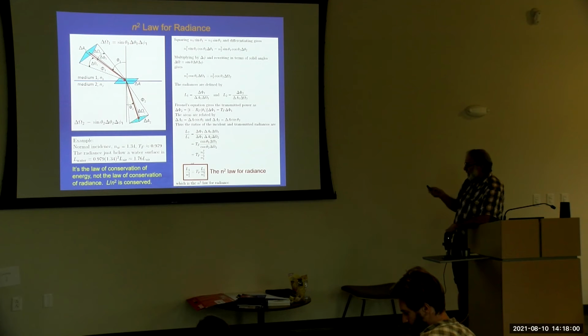Now there's this thing that comes out of that called the n-squared law for radiance. If you think of, here's the water surface, this is air, this is water. You map out a little bit of solid angle, some little delta theta, delta phi solid angle. And remember, there's our little element there, the sine of theta, delta phi.